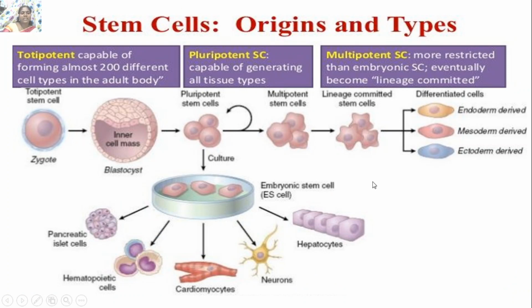The stem cells origin and types, as I already told you, they are totipotent. They are capable of forming almost 200 different cell types in the adult body. They are obtained from the zygote, in the blastocyst stage. Pluripotent stem cells are capable of generating all tissue types, and multipotent stem cells are more restricted than the embryonic stem cells, eventually becoming lineage committed. They can be differentiated into endoderm derived, mesoderm derived and ectoderm derived cells. So in vitro growth of embryonic stem cells can have the potency to develop any of the different specific cells.